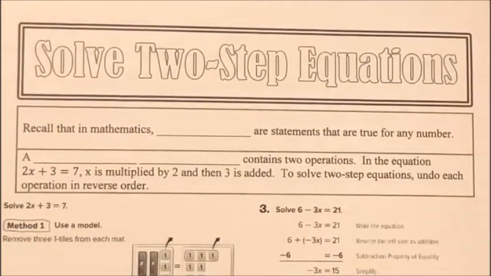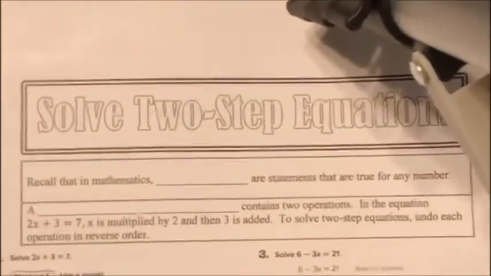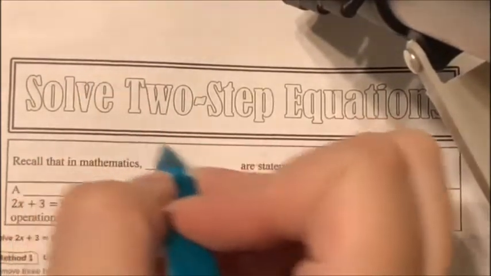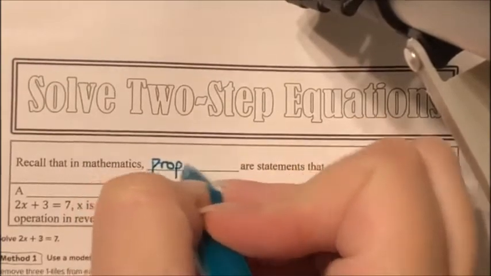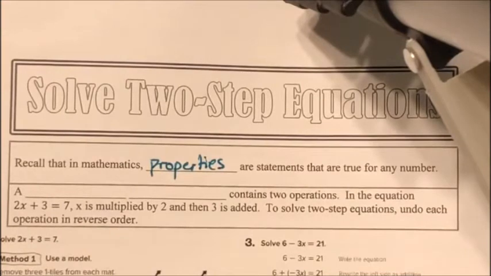All right, this is Chapter 2, Lesson 1, Solve Two-Step Equations. So in this first box, we have: recall that in mathematics, blank are statements that are true for any number. In that blank, you're going to write properties. Properties, okay?